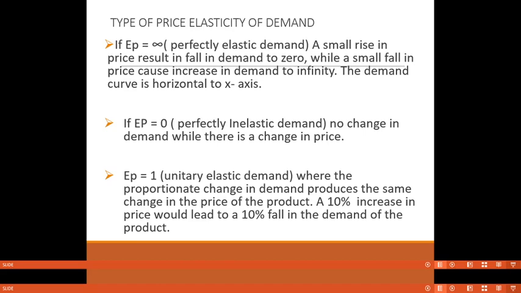Now there are different types of elasticity of demand based on the intensity of the elasticity. The first one is when the elasticity is equal to infinity. This is called perfectly elastic demand. That means a small rise in price results in a fall in demand to 0, while a small fall in price causes an increase in demand to infinity. The demand curve is horizontal to the x-axis. We will show this in the next slide.